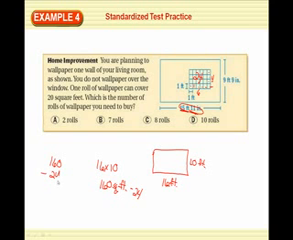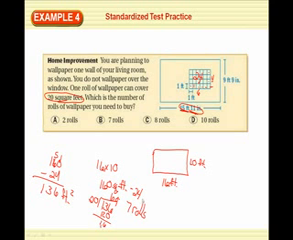So 160 minus 24. Borrow, because I can't take 4 away from 0. So I'm going to need 136 square feet of wallpaper, and there's 20 square feet in a roll, so I would divide that by 20. So let's see, 6 times 20 is 120. There'd be 16 left over. 6 wouldn't be enough, I'd have 16 feet left over, so I'd have to buy 7 rolls. So I'm going to say the answer is B.